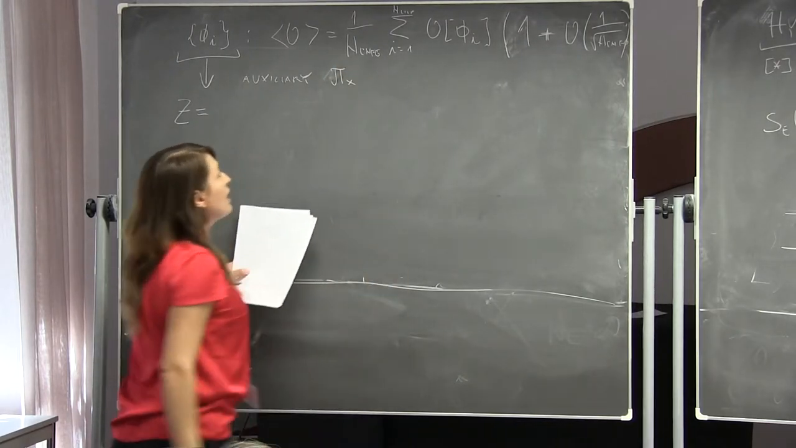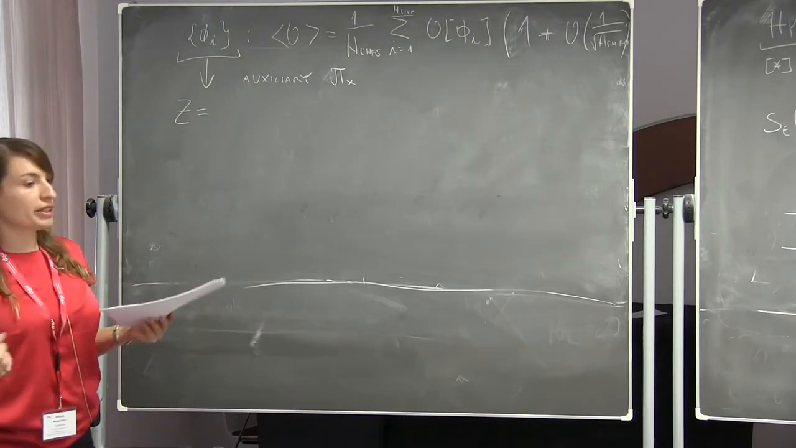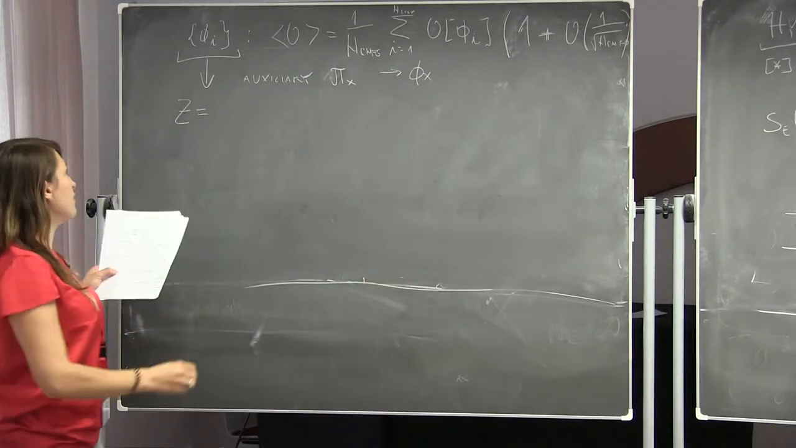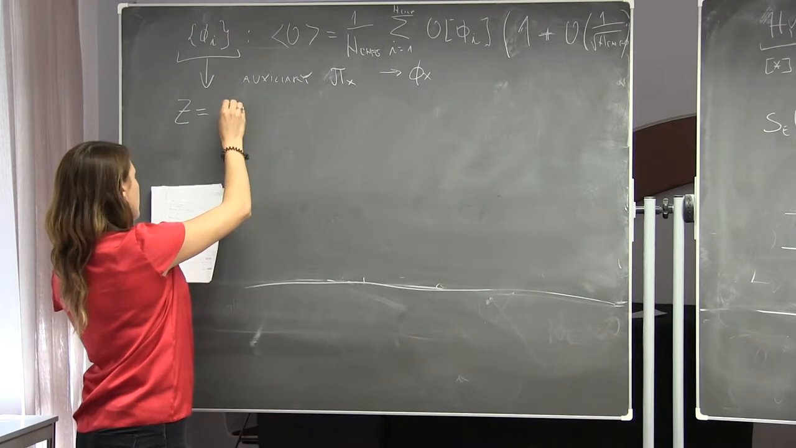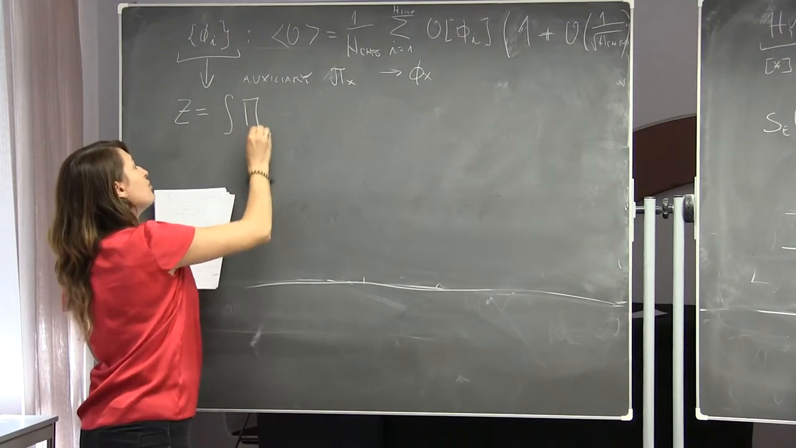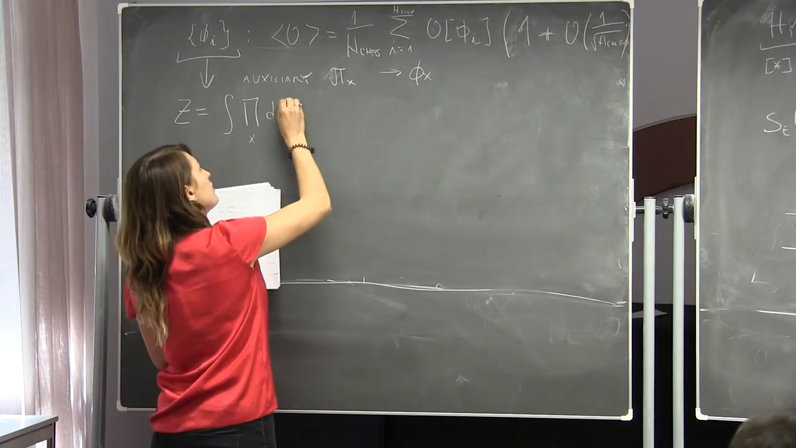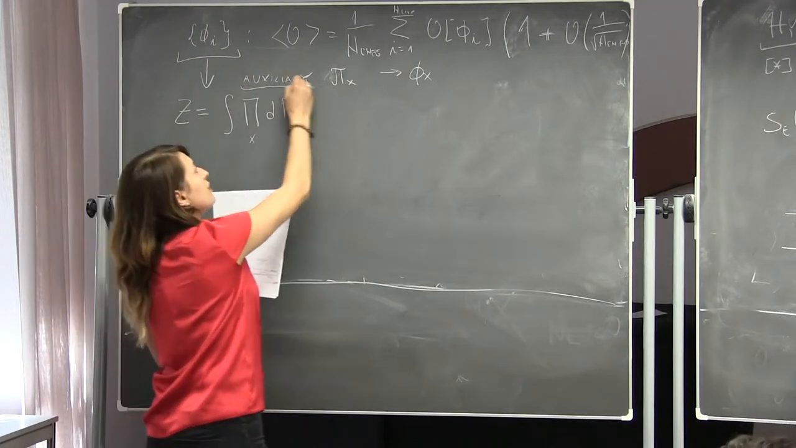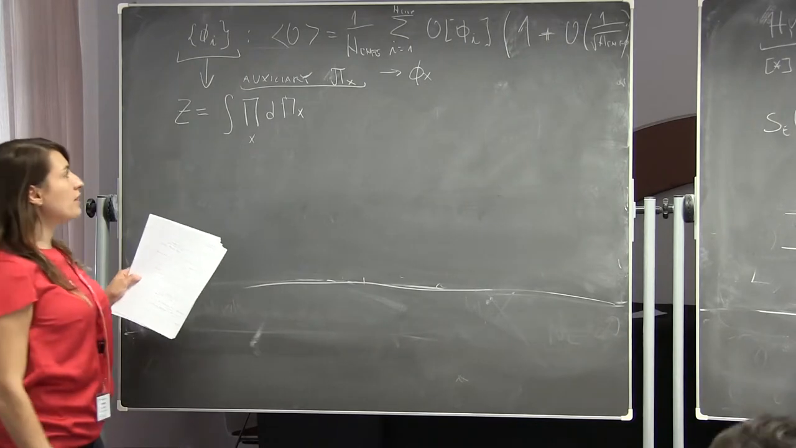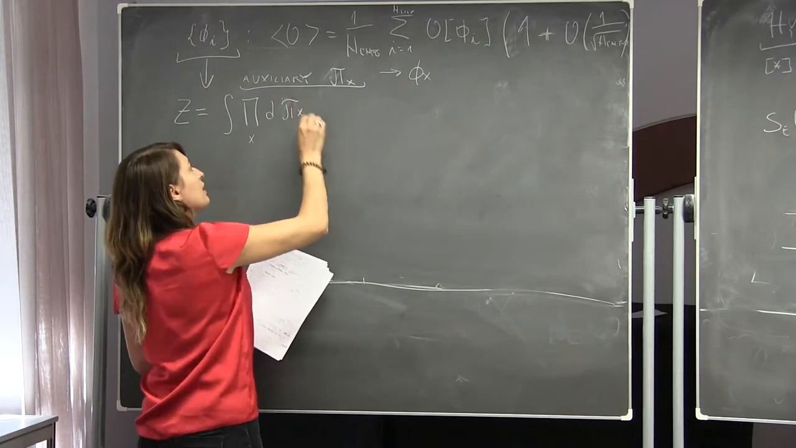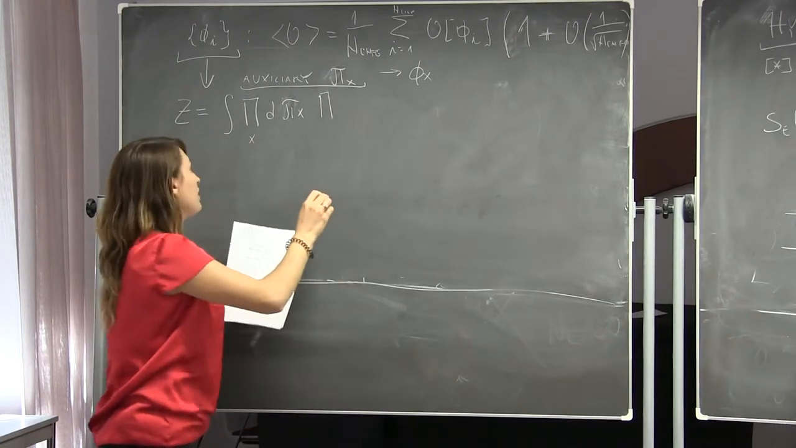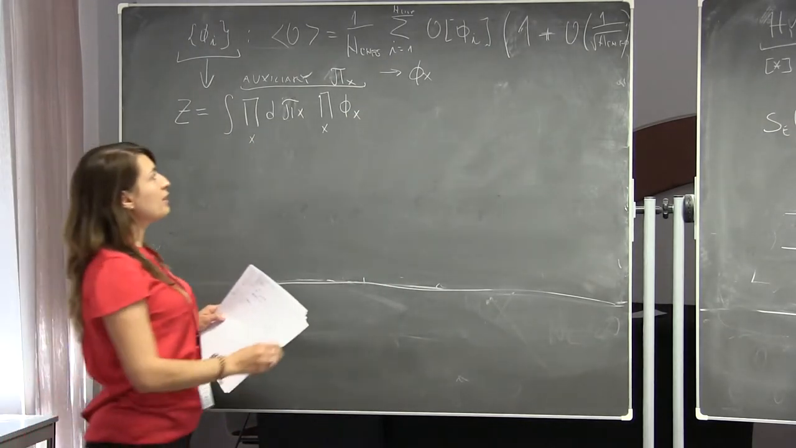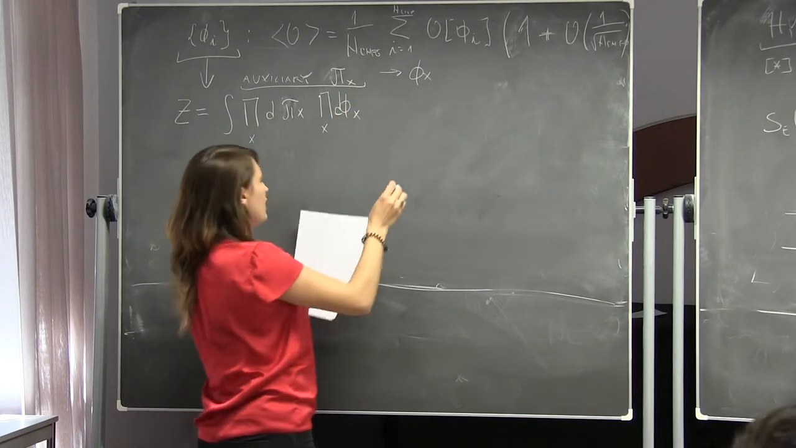Which we will call pi x. So those will be the conjugate variables corresponding to our scalar field phi x. So our enlarged partition function will now have a product over the pi x. So we will integrate over these newly introduced auxiliary variables, pi x. We will still have the integral over the original field variables, the phi x.